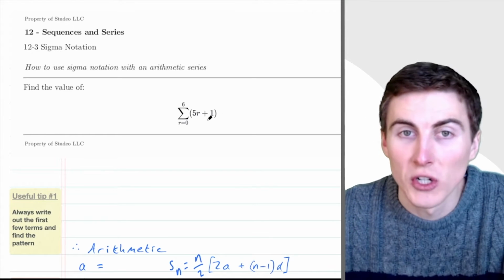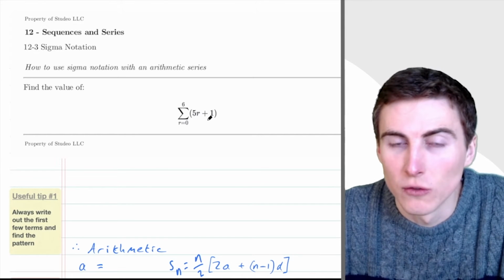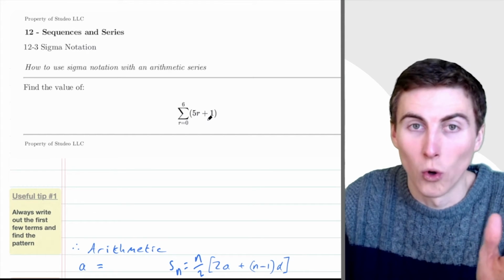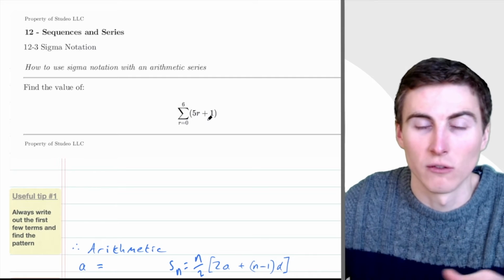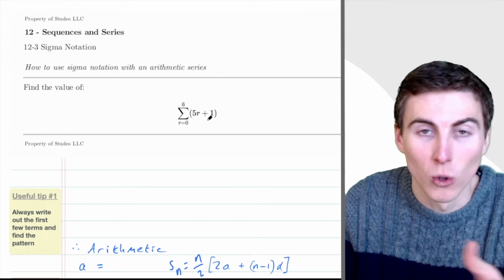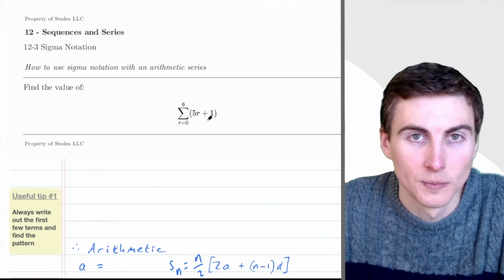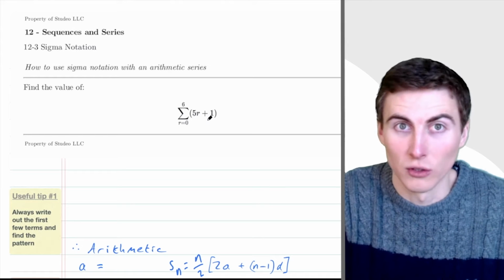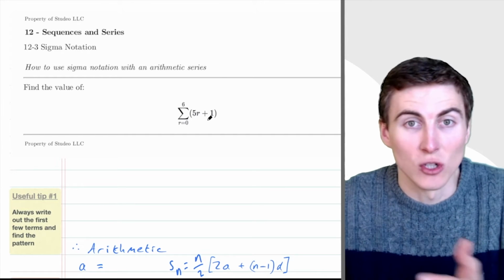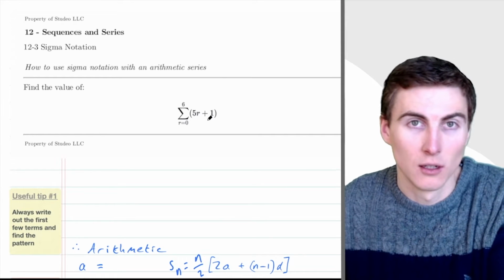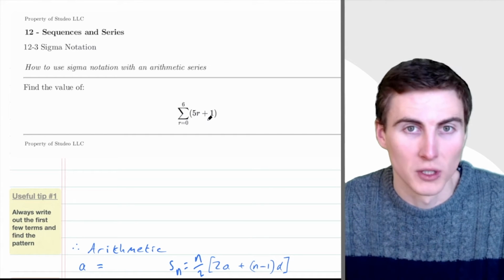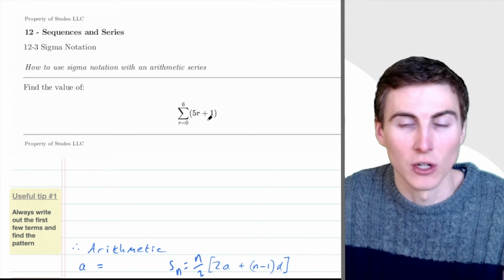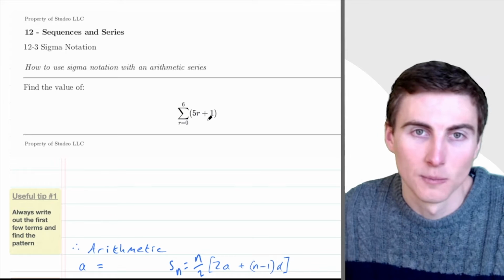Whenever you're given a question like this, the best thing to do first is to actually write out what the terms are. So write out the first, second, third, fourth, and so on. Write out the terms, and then find out what sort of pattern or what sort of sequence it is. If it's arithmetic, you can find A and D. If it's geometric, you can find A and R. And occasionally it will be something more complicated and it won't be either of those groups. But you still need to write out the terms so that you can find out what the pattern is.